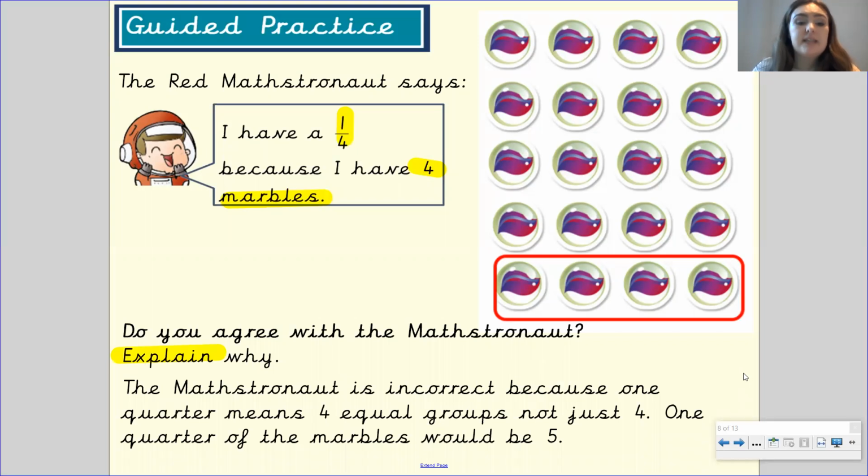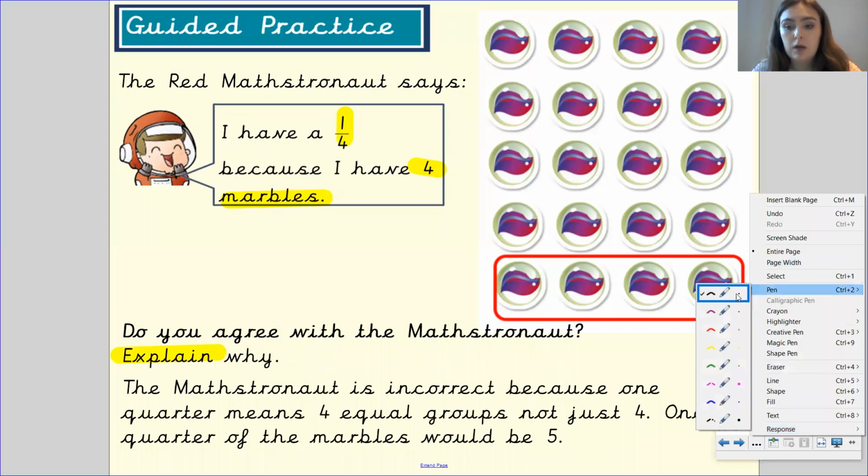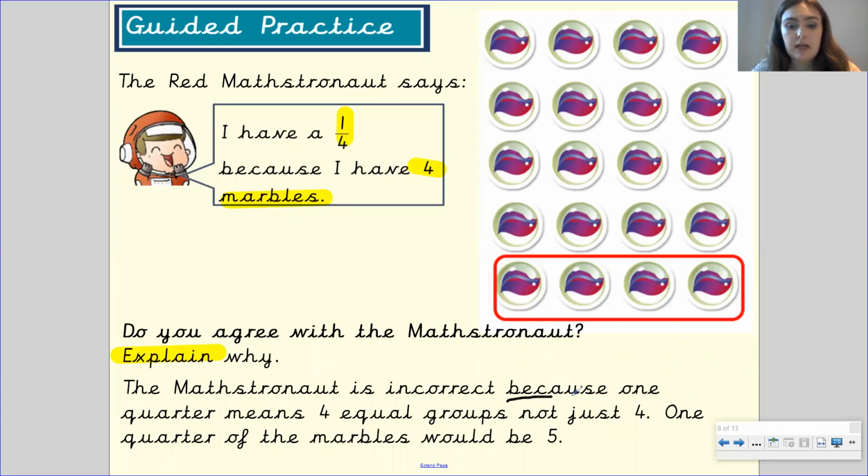Well done if you said he is incorrect. The mathstronaut is incorrect. And look, we've used our special word because we are explaining here. The mathstronaut is incorrect because 1/4 means 4 equal groups, not just 4. 1/4 of the marbles that we have here would be 5.